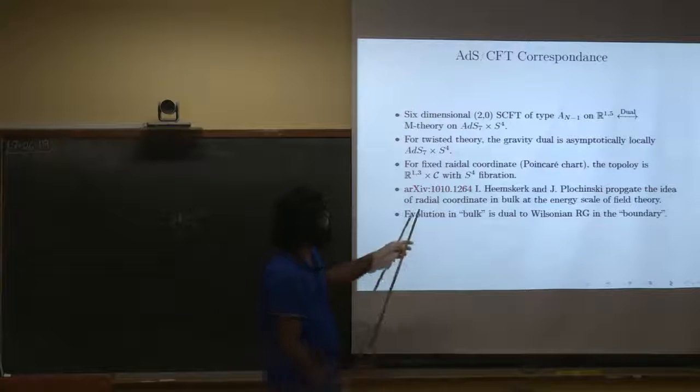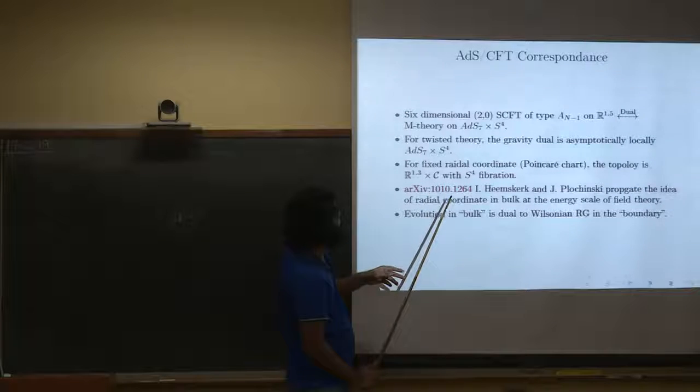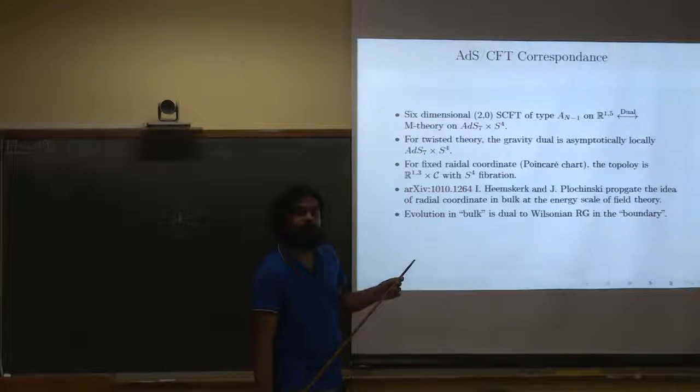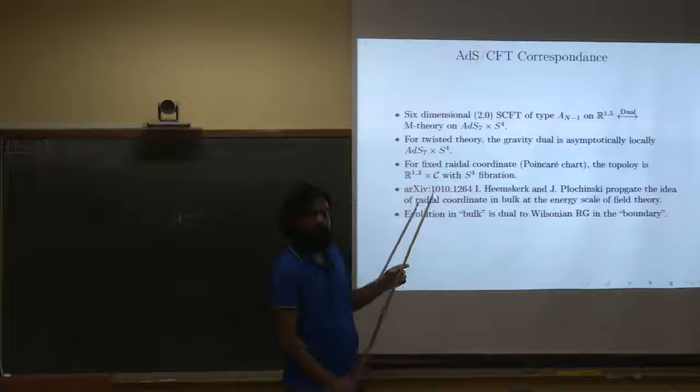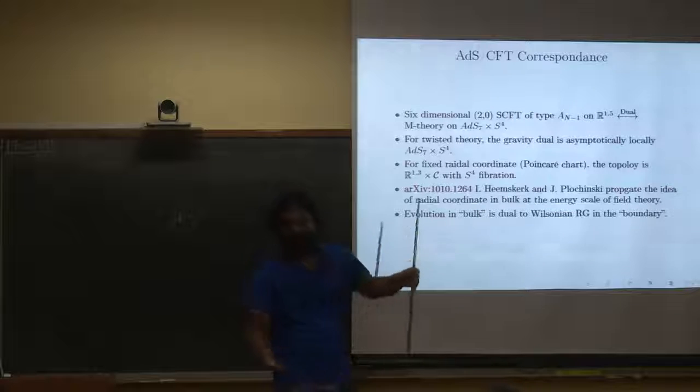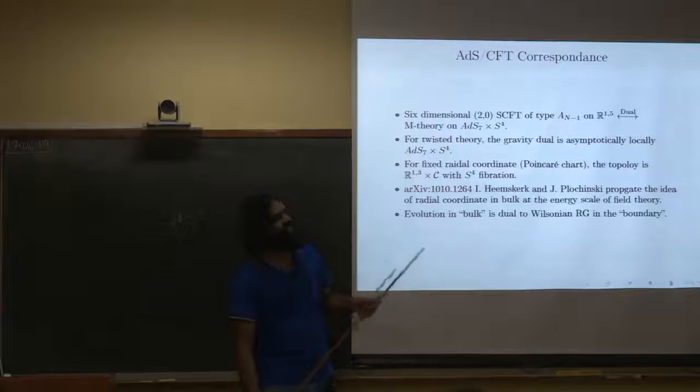So, and again, this was the idea that I was discussing earlier, from Joe Polchinski. What's that? Topology of the boundary. No, topology of the bulk for a fixed radial R, whatever R means. Right, in a Poincare chart.